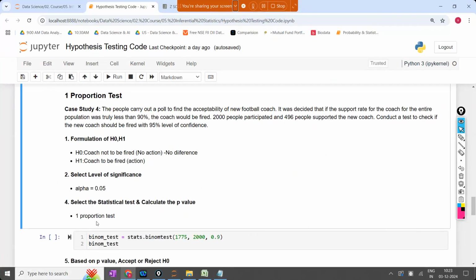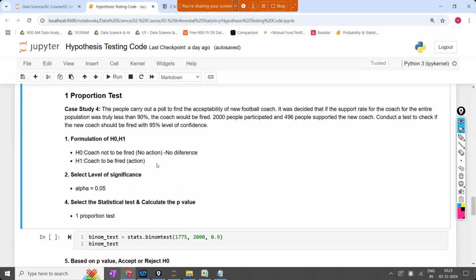What is the first one? The coach should not be fired. No action. Whenever it is one column, it is no action. Whenever it is two columns, it is no difference. One column means no action, action. More than one column means no difference, difference. So that way we can easily formulate the null and alternate hypothesis. Right? So here, coach should not be fired is no action, and coach should be fired is called action.